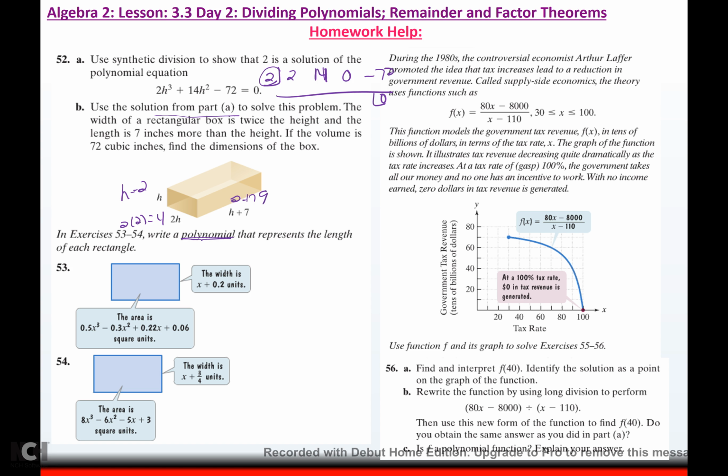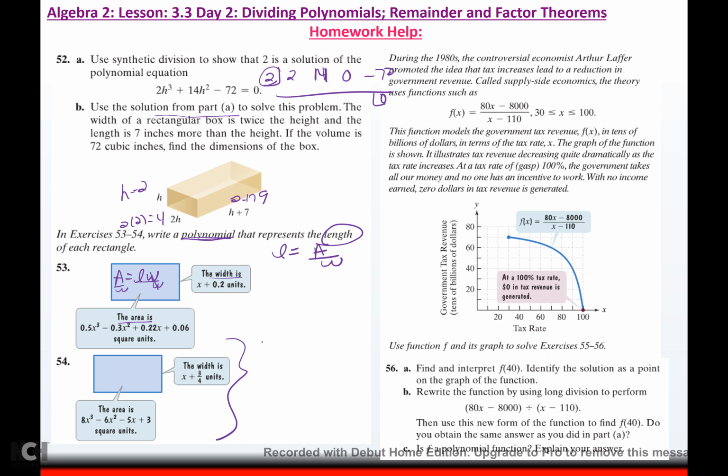Okay, in these ones, you're not solving anything. They just want you to write a polynomial that represents the length of each rectangle. They're giving you an area and a width. If area equals length times width, and I'm trying to figure out length, divide by W, length equals its area divided by its width. So they're just telling you to write that function.